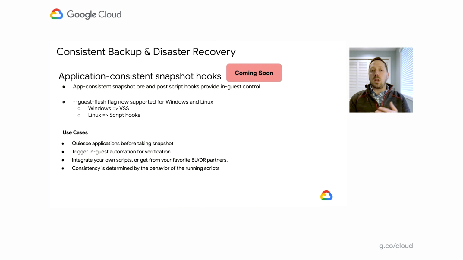So for example, you can quiesce an application before the snapshot is taken, and then you can unquiesce it after the snapshot is taken. You can trigger automation. You can run scripting to figure out what kind of applications are running on the guest so that you have visibility for, let's say, any cataloging or additional verification you want to do for those workloads.